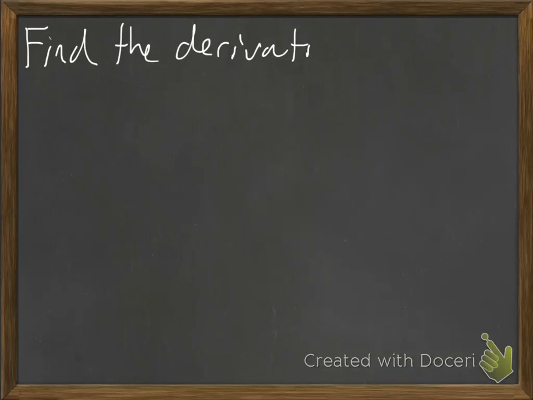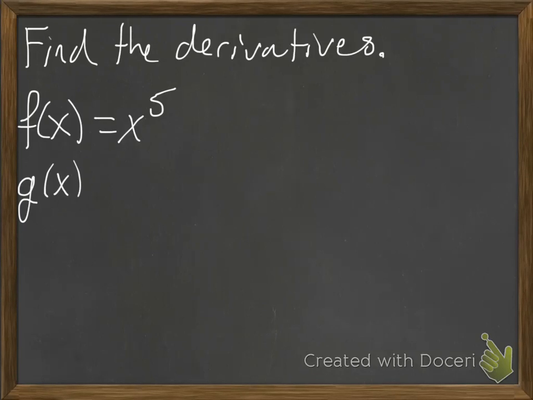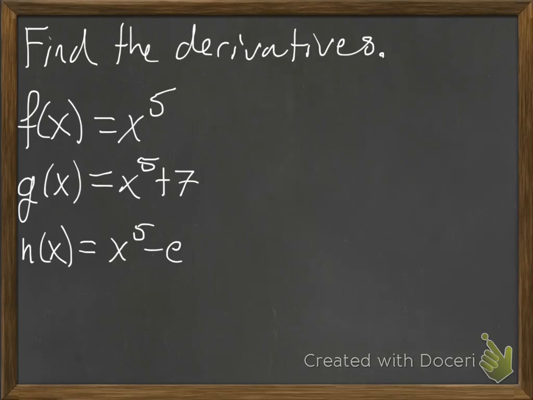Okay, I'm going to do a short introduction to antiderivatives. So what we're going to do here is find the derivative of a couple of functions, and they're all going to differ by a constant. We're going to pick on a fifth degree polynomial with just some different constants attached to it.